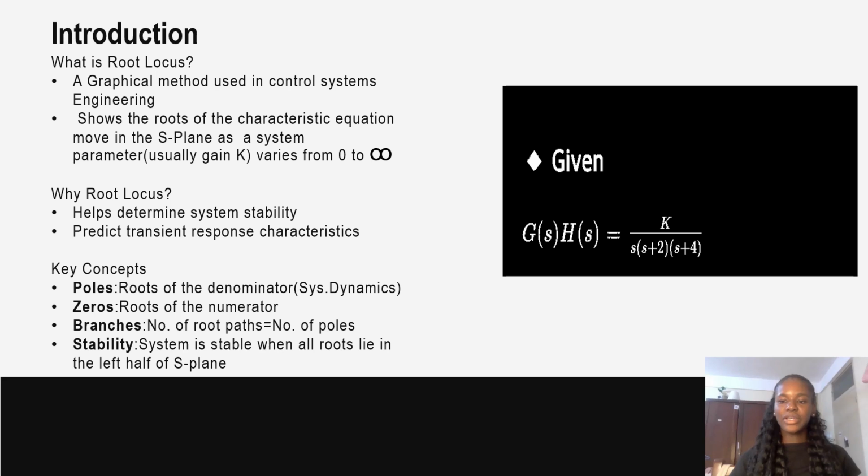And these roots determine system behavior. If they lie on the left half side of the plane, it means the system is stable. And if they move to the right side, it means the system is unstable. So instead of solving complex equations repeatedly, root locus provides a visual approach to analyze system behavior. In this presentation, we will explain the concept and apply it to a third order system.